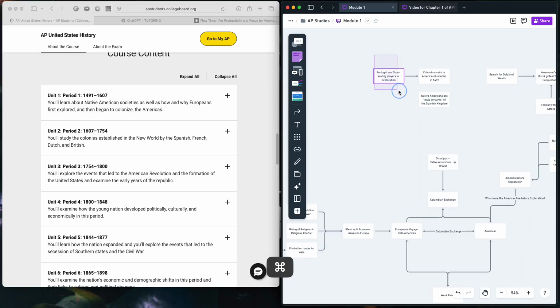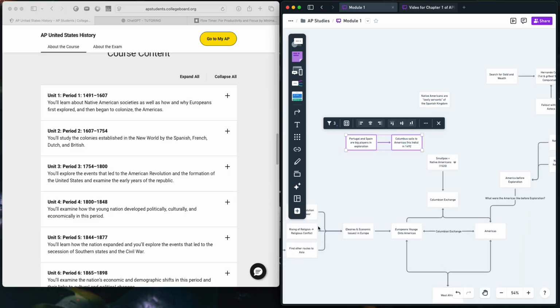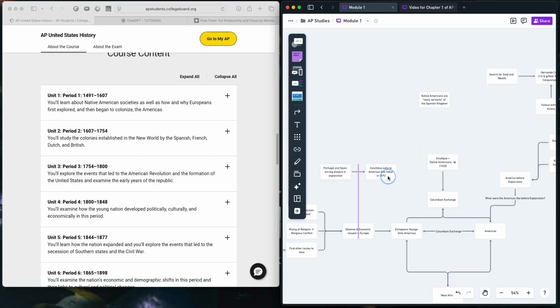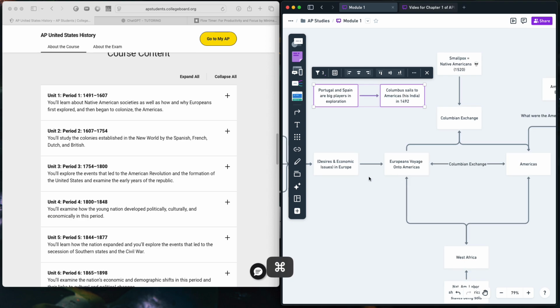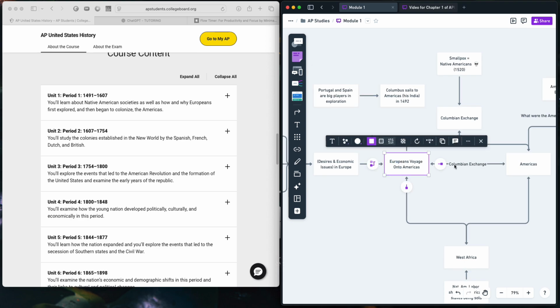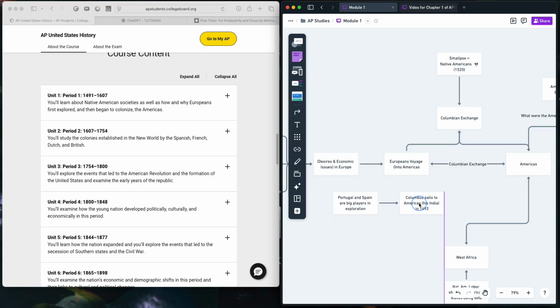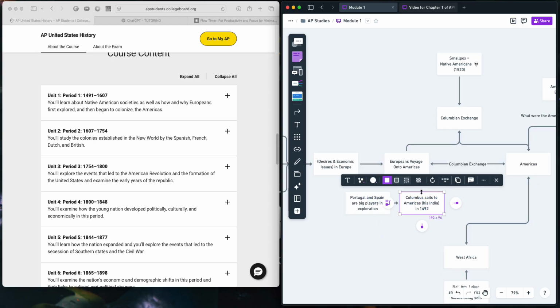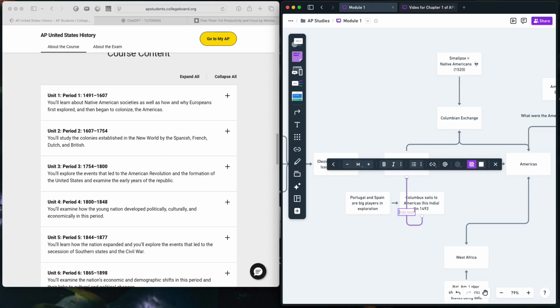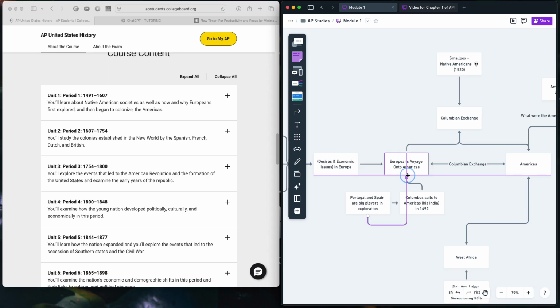So we have Portugal and Spain as big players in exploration. We have these two big elements. How are we going to fit this in? This is where real learning happens. Let me think. So we've got Europeans voyaging onto the Americas, and this feeds into this idea. Let me break this for a second. I'm going to say both of these kind of relate to this.